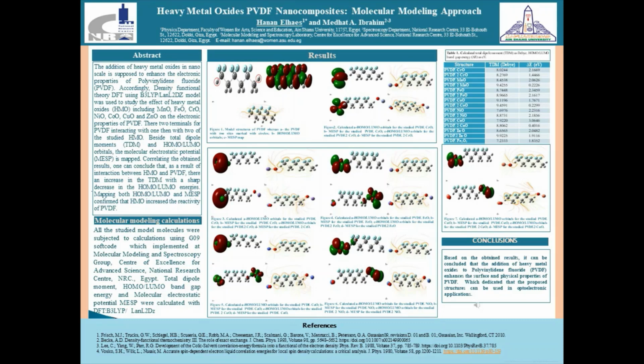The addition of heavy metal oxides in nanoscale is supposed to enhance the electronic properties of polyvinylidene fluoride. Accordingly, density functional theory was used to study the effect of heavy metal oxides including manganese oxide, iron oxide, chrome oxide, nickel oxide, cobalt oxide, copper oxide and zinc oxide on the electronic properties of polyvinylidene fluoride. There are two terminals for polyvinylidene fluoride interacting with one then with two of the studied heavy metal oxides.